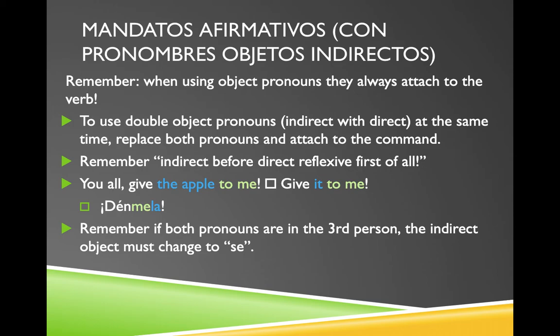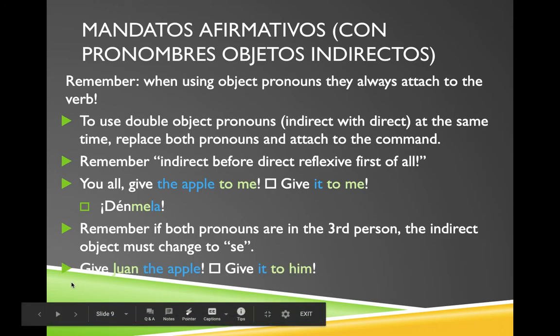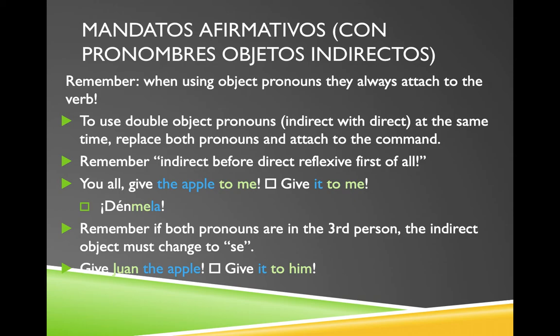Third person. If you have two of them, le and la, or les and los, or les and lo, whatever. If you have two third person pronouns, the indirect becomes se. Here's an example: give Juan the apple. So now you're not giving it to me, you're giving it to Juan. He's receiving the apple, he's the indirect object. The apple is the direct object. Apple is still la. Juan would be le.